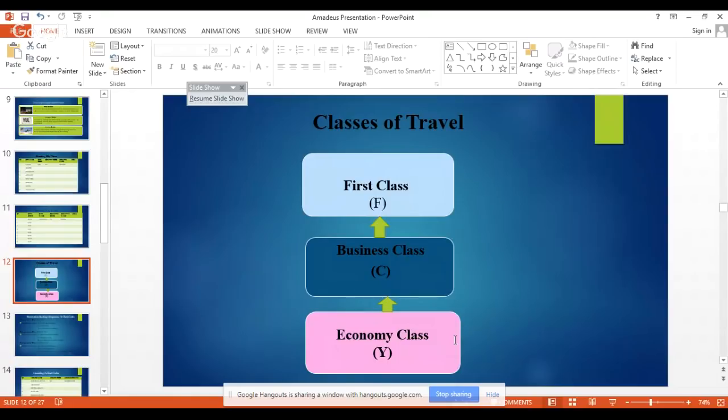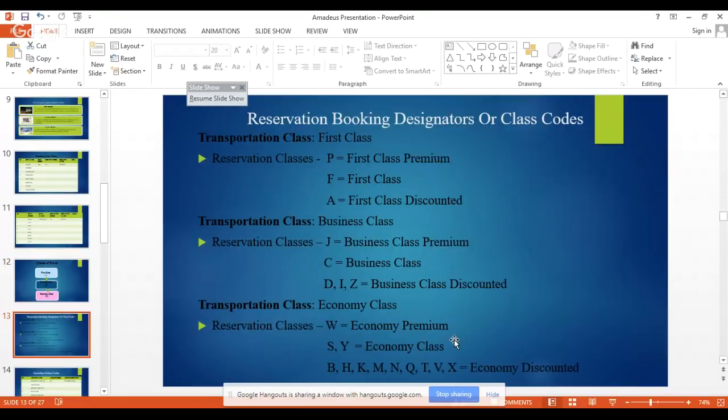The first class is always the most expensive class of all classes of travel. Next to it is the business class, and now to the Yankee class. Now let's look at reservation booking designator or class code. The transportation class, like I said, first class. The first one we're looking at is first class.